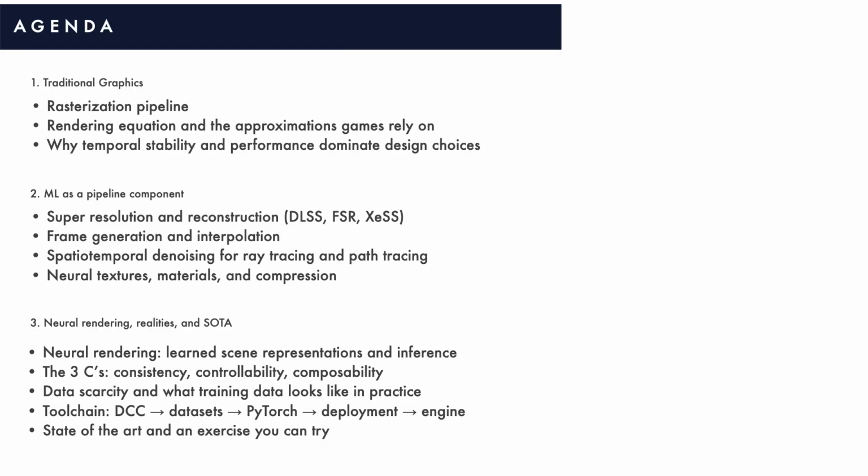All right, so a little bit of agenda first. We're going to cover 3 basic things here. Traditional graphics. It's important to understand traditional graphics if we're going to talk about replacing parts of the graphics pipeline. Next thing is what ML is going to do to the graphics pipeline, and then a little bit more on neural rendering and what the state of the art in the industry might be. State of the art means the best we can find right now, but still far away from being able to use in the game.